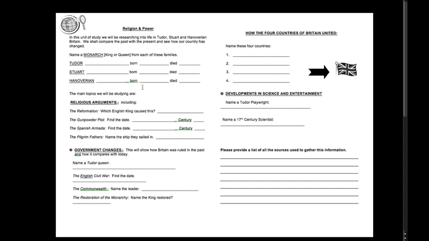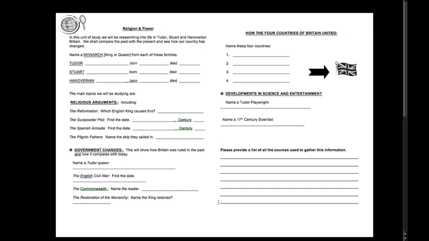Additionally, which are the names of the four countries which combined make up our United Kingdom? Finally, developments in science and entertainment. Can you please name a Tudor playwright and name a 17th century scientist?